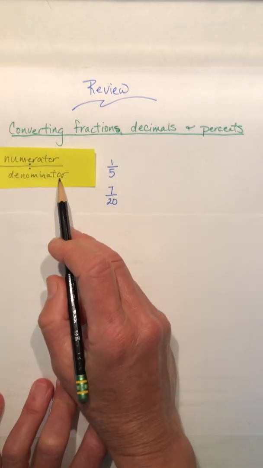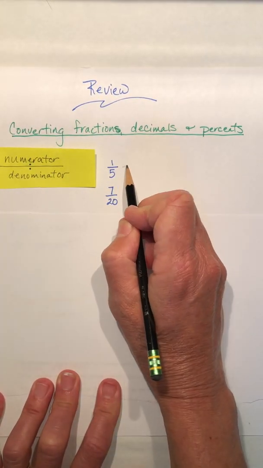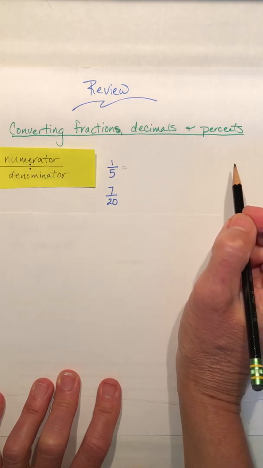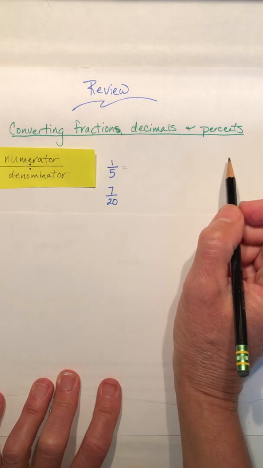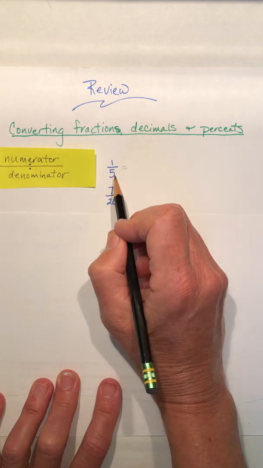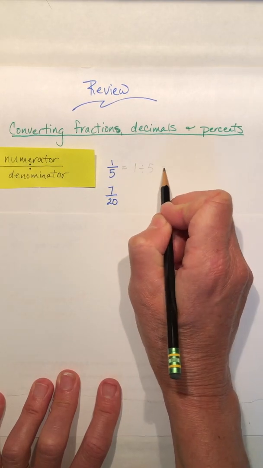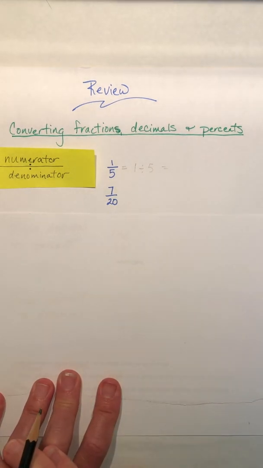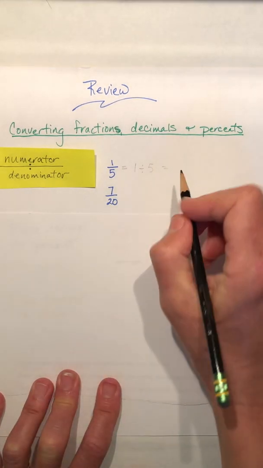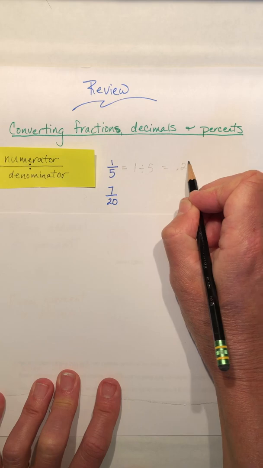So what am I doing on my calculator? You're doing this with me. You're writing this out with me is what I should say. So 1/5 means 1 divided by 5. What do you get when you do that on your calculator? That equals 0.2.